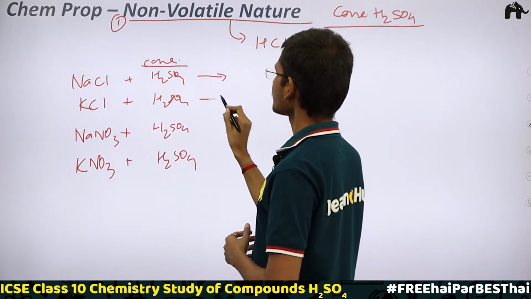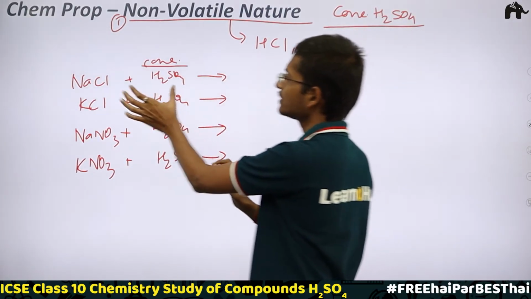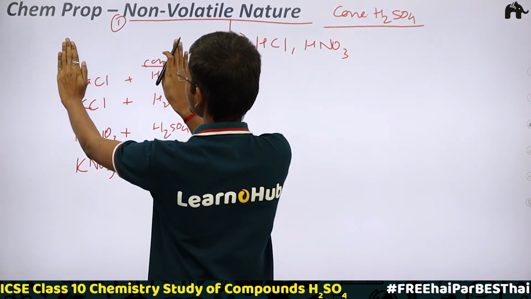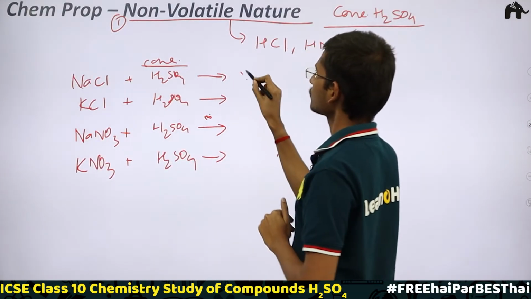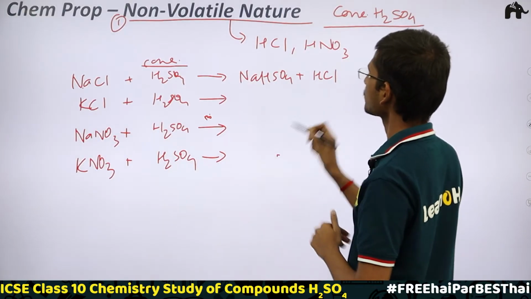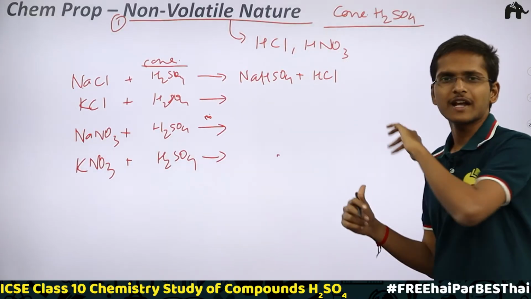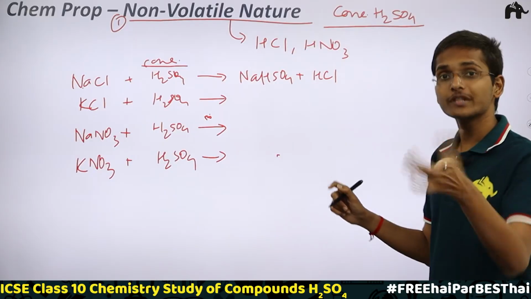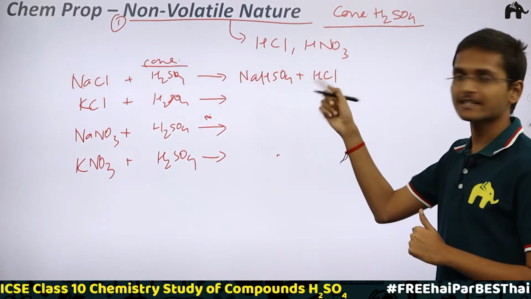That's it. Okay, and what products do we get here? In this case we have already studied NaHSO4. One H is gone, so NaHSO4, and what is remaining now? HCl, right? So NaHSO4 and then HCl. And this HCl gas we would pass through the generating flask, and then we would dissolve this HCl gas in water, and then we would get hydrochloric acid, right? So in this way we prepare our volatile acid HCl.